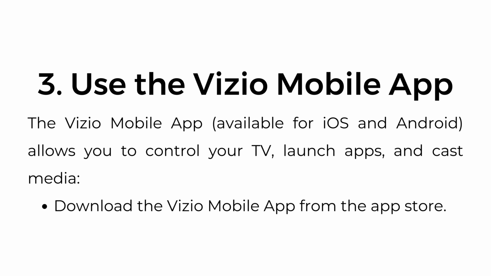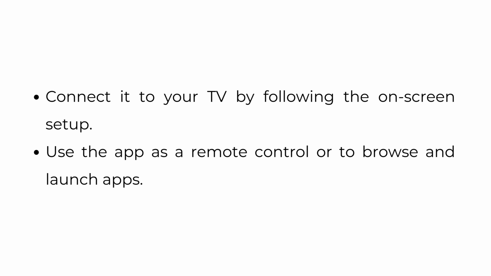3. Use the Vizio Mobile App. The Vizio Mobile App, available for iOS and Android, allows you to control your TV, launch apps, and cast media. Download the Vizio Mobile App from the App Store. Connect it to your TV by following the on-screen setup. Use the app as a remote control or to browse and launch apps.